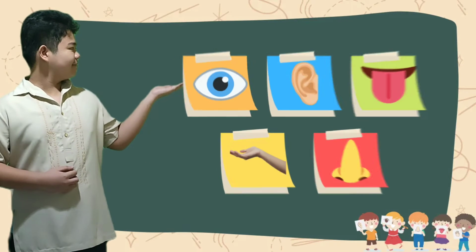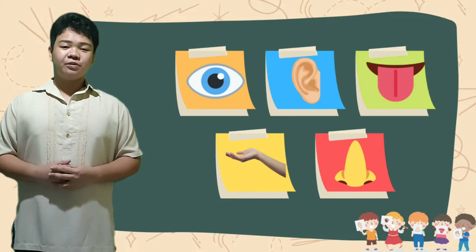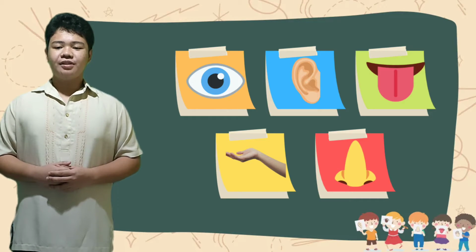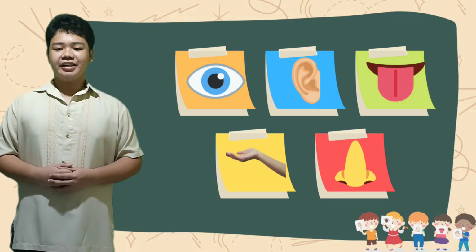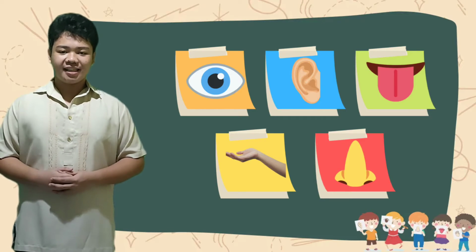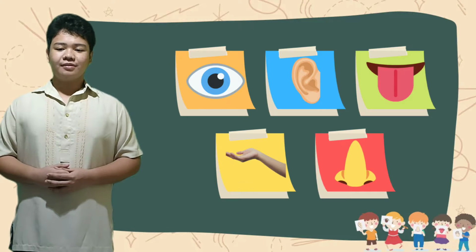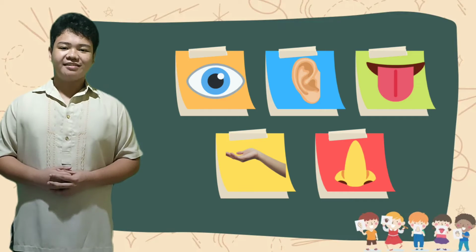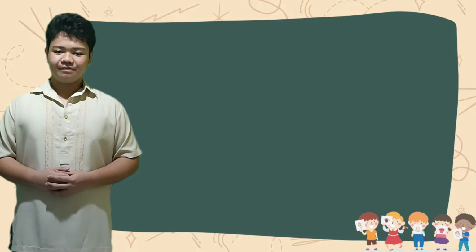Dear pupils, are you familiar with these pictures? Can any one of you name those parts? The parts of the body that you see in the pictures are tongue, ear, eyes, nose, and hands. Do you always use those body parts? Are those body parts important? Thank you for your answer.